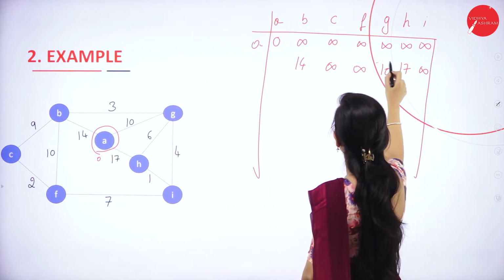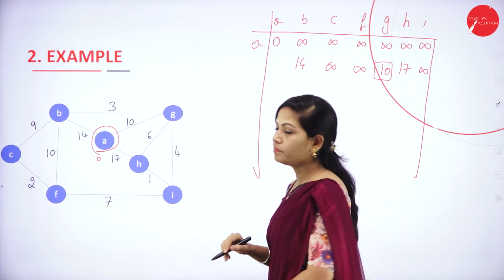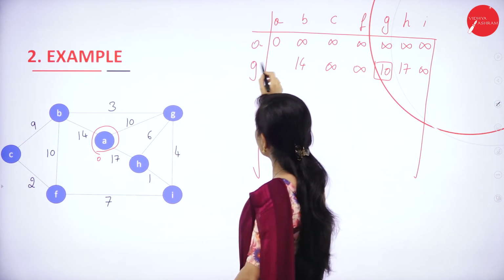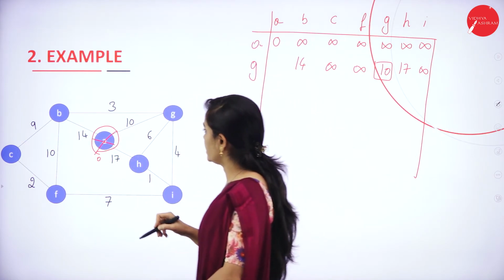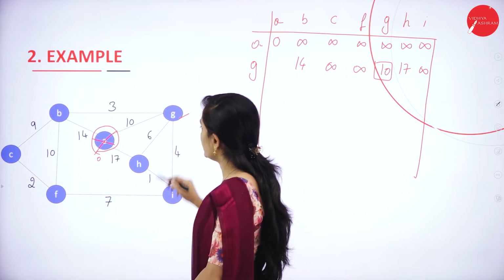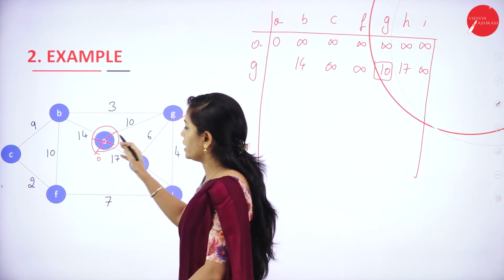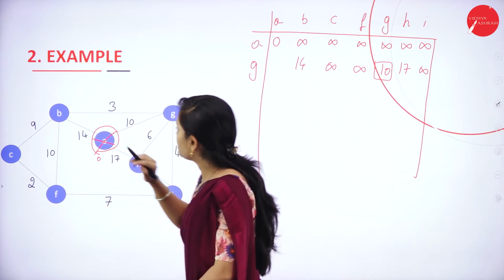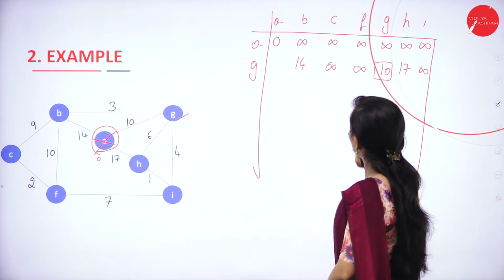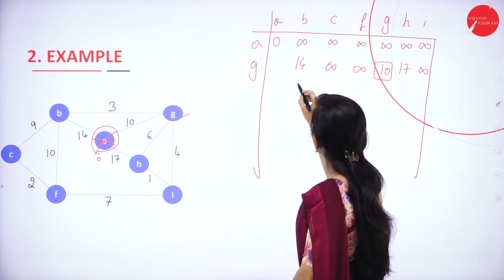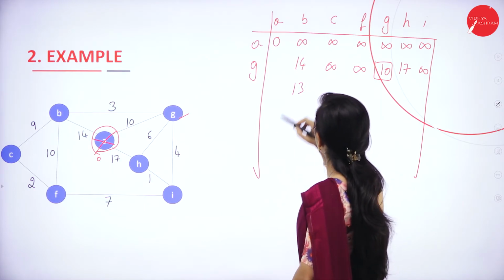So among these values, 10 is the least value. 10 comes under vertex G. So you can cancel this A. So now vertex G is connected to B, A, H and I. A is already visited. So G to B is 3. So least value is 10. G to B is 3. 10 plus 3 is 13.